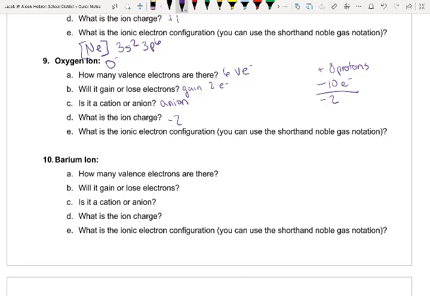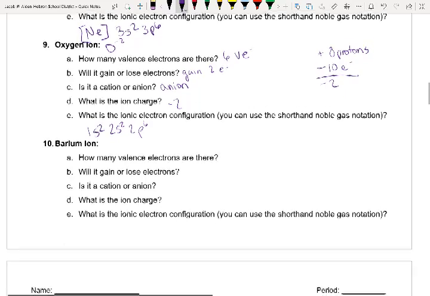So oxygen, -2. And then the configuration for this one, we would have 1s2. That takes care of hydrogen and helium. 2s2 takes care of lithium and beryllium. Normally it would be 2p and then we would just go to 4, but we're adding in these 2 extra electrons here, so it would be 2p6.